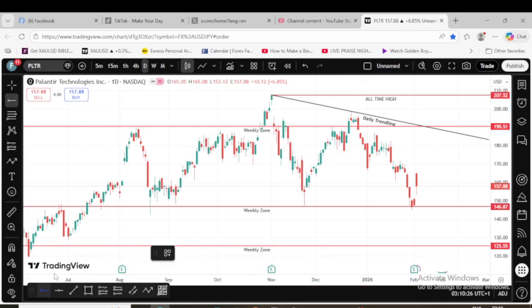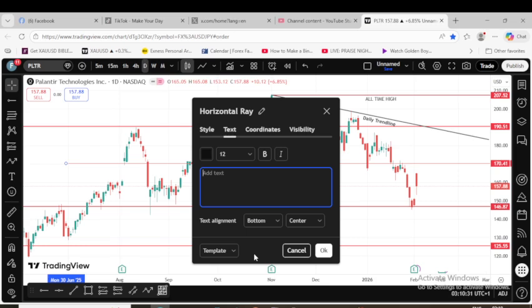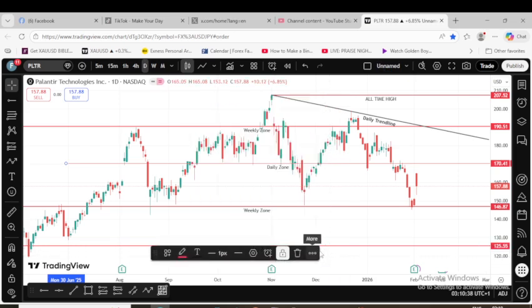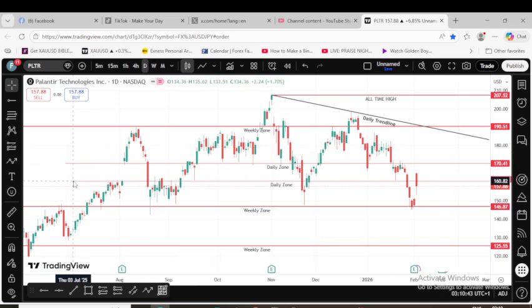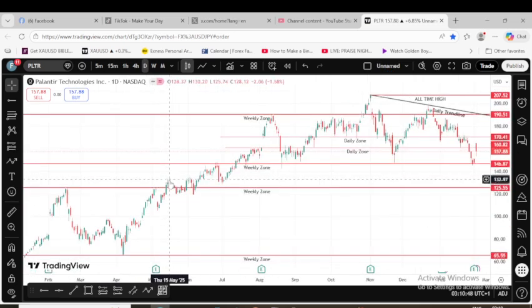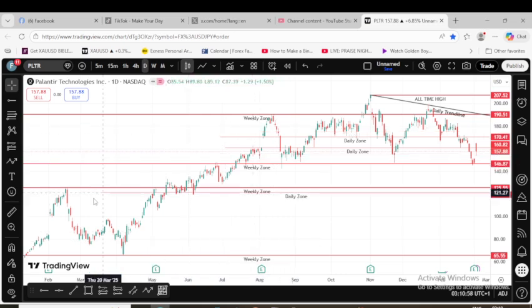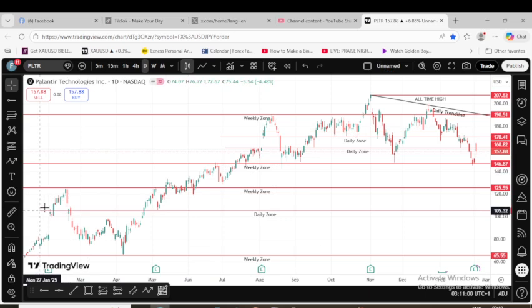And then let's identify our daily zone. So this is a daily zone. I have another daily zone here. And we have another daily zone here.